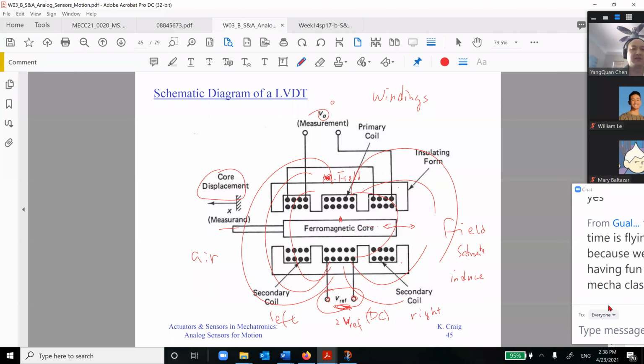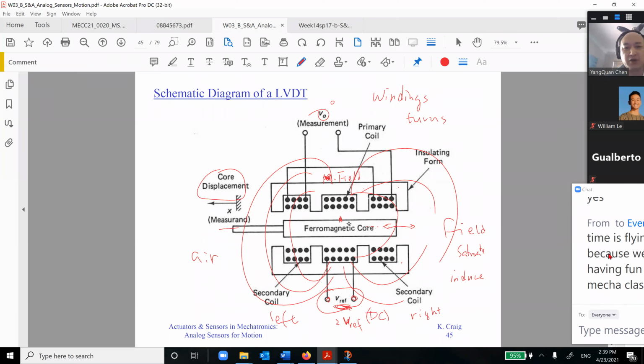So those windings. You give the reference signal here. Say, for example, this is the DC signal you provide to this one, and you are going to generate a magnetic field. You have left and right. These are the insulating forms. So basically, you have a coil and coil with many turns.